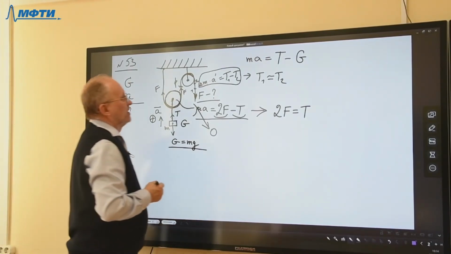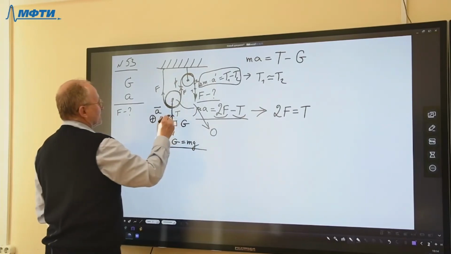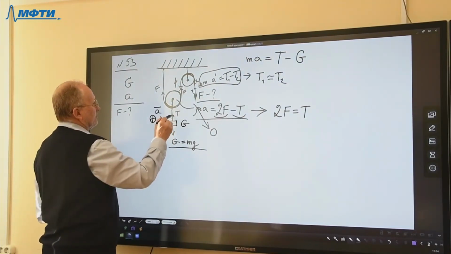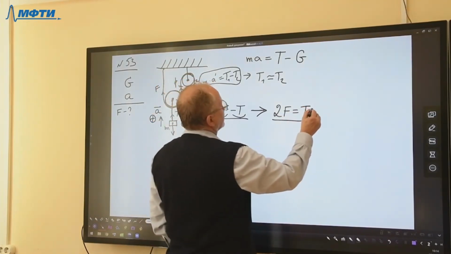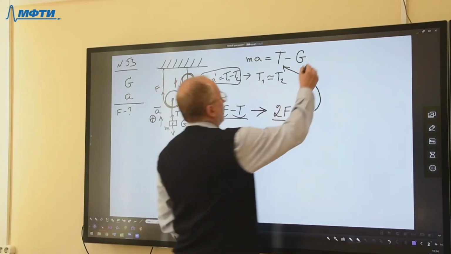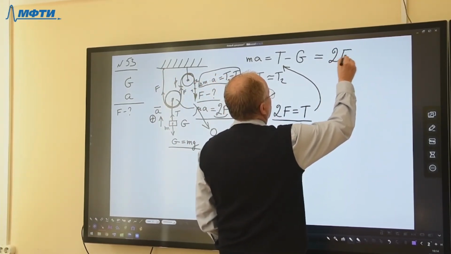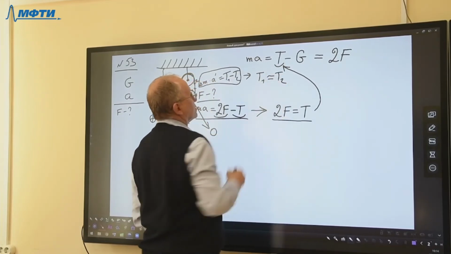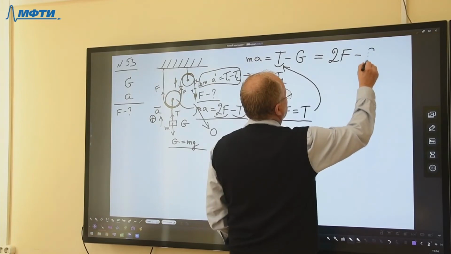And so we know what T is. T is the force of tension in this string, and it's equal to 2F. And we can substitute this magnitude in this expression and put it in this way: 2F, which is the force E, minus G.